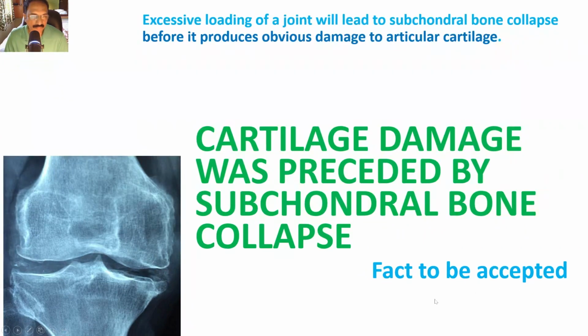A fact to be accepted. Here you can see clearly the X-ray of the knee AP view shows that the joint space looks good, but there is subcondylar sclerosis due to subcondylar trabecular collapse. And you can see the shape of the medial condyle is altered and it is collapsed, and some osteophytes are formed. Osteoarthritic changes are clearly shown, but still you can see the joint space appears to be good.